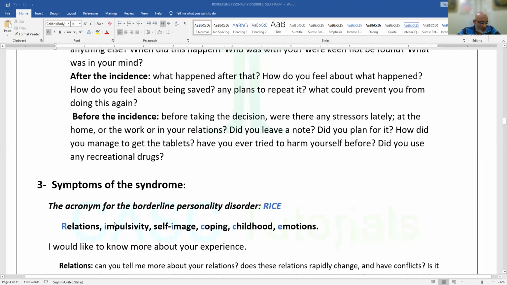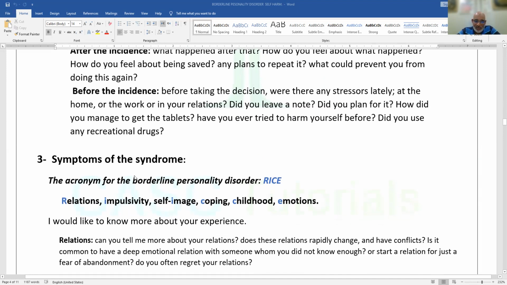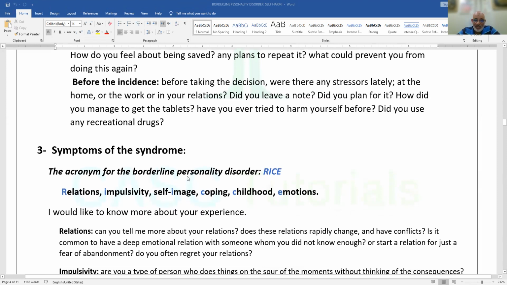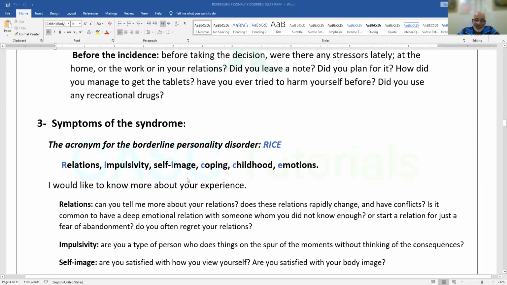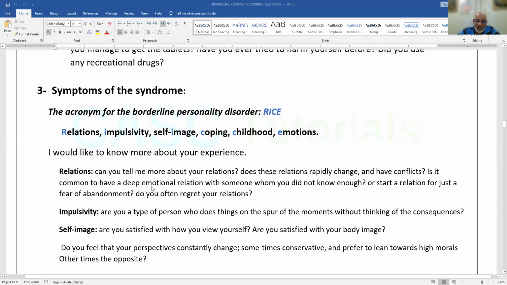And then the part which you should cover in detail is the borderline personality disorder, which you did. The candidates find it difficult to cover the items of the borderline. They have difficulty in gathering them and knowing exactly what to ask about. So you can have this acronym of RICE: relations, impulsivity, self-image, coping, childhood, emotions.